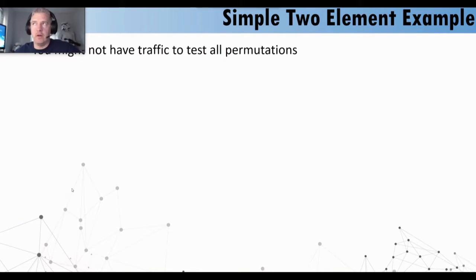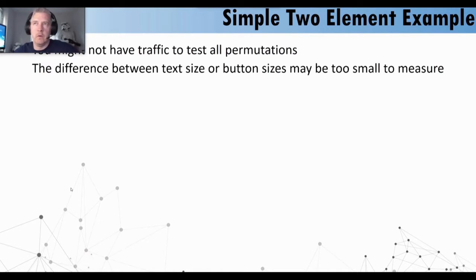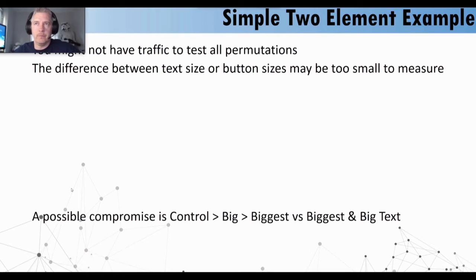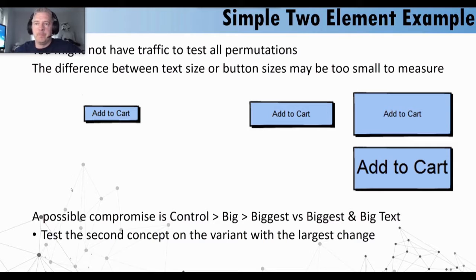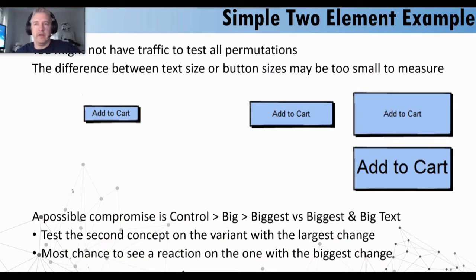So a simple way to get a two-element example out of this: you might not have enough traffic to test all of those 8 permutations. The difference between text size and button sizes might be too small to measure. You might only have a small effect on test size. If the button's only slightly bigger, you'll only see a bigger effect when it's really large. So a compromise potentially could be your control on the left, standard size. We've got one that's bigger. We skip the one that's got only the small change. And then we test standard text size versus larger text size on our biggest button. This second concept is on the variant with the largest change because we are more likely to see a reaction on the one with the biggest change.